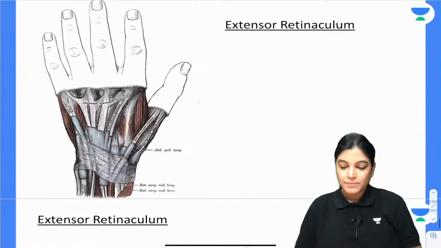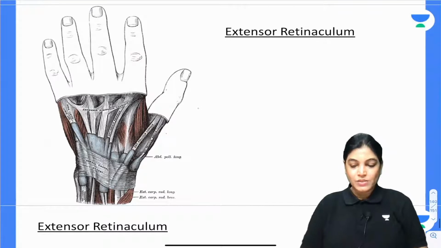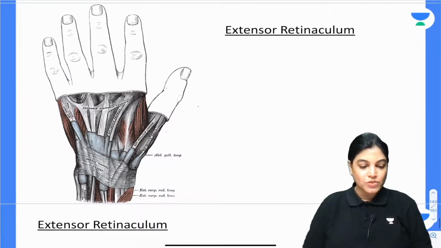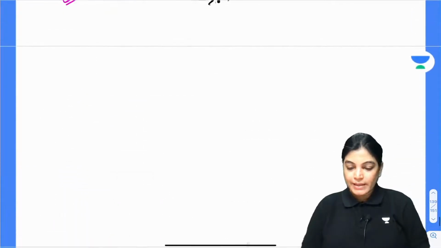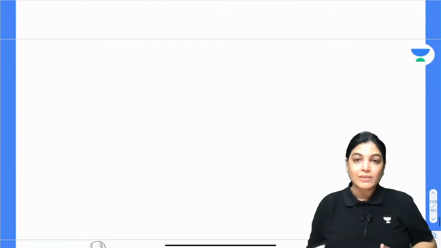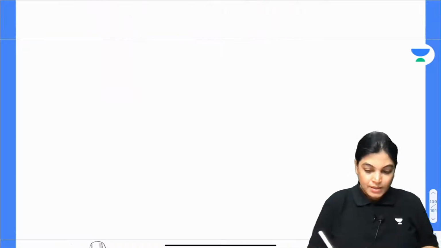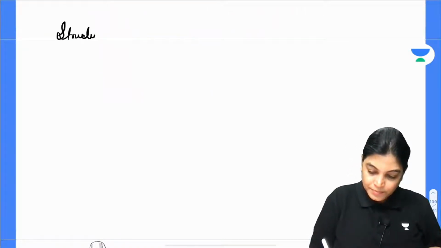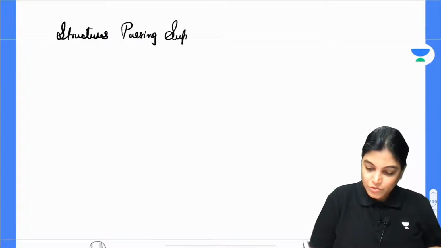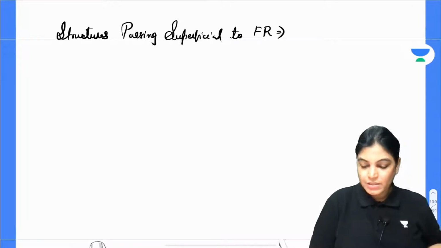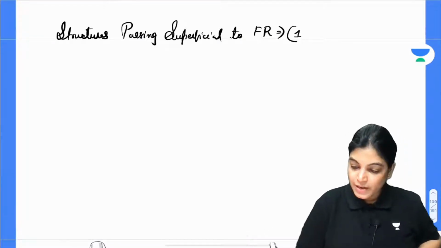Now my dear aspirants, let's move on to the next one, that is extensor retinaculum. Is it clear? Can we move on? If you want, I can write the list also. All of you please have a look at the list of structures passing superficial to flexor retinaculum. Which are the structures passing superficial to flexor retinaculum?